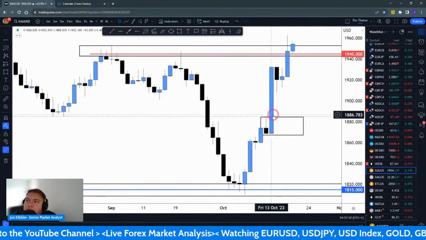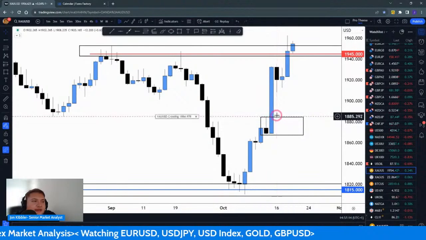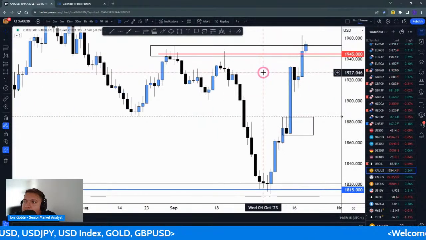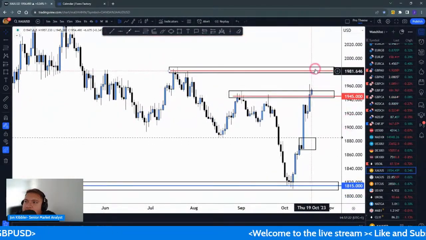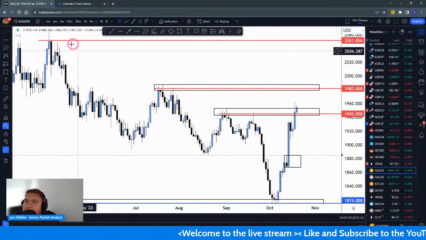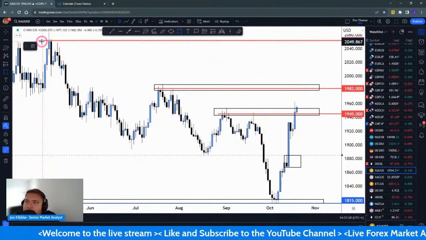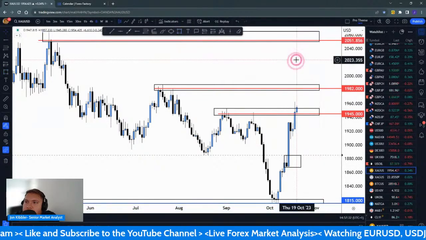Let's flick over to gold. Gold actually still continuing to do pretty well. I was looking for a retest back at 1880. Did not get that at all. Had another couple of pullbacks. We've now breached 1945. 1982 is the next level, and then 2050 is the level after that. So these could be the targets for gold.